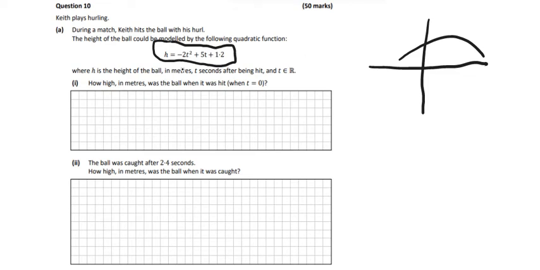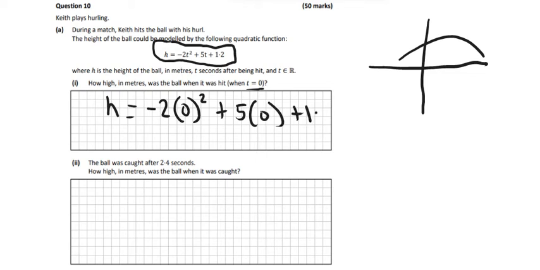So we've the negative 2t squared. So how high in meters was the ball when it was hit? So when t is zero. So it says when t is zero, so that gives you a hint anyway. You're just going to sub in zero for t, and you might be able to see your answer straight away, because you know that the first two terms are just being multiplied by a zero. So minus 2 times 0 squared will just be 0. 5 times 0 is 0, and then you're left with the 1.2. So h is 1.2.